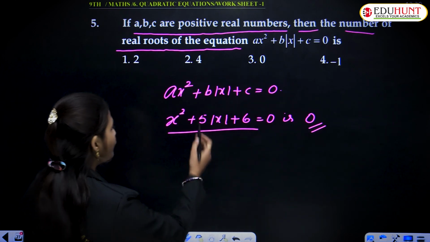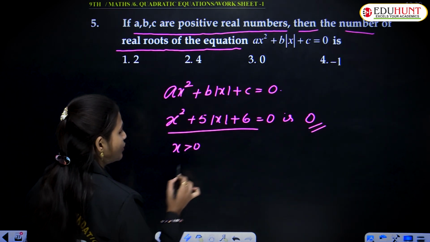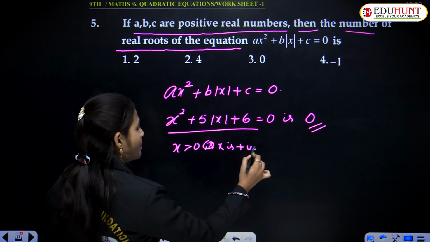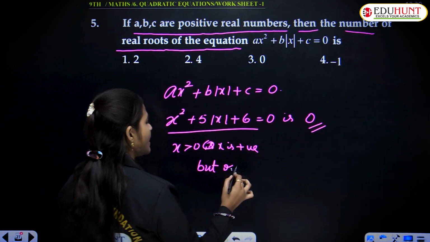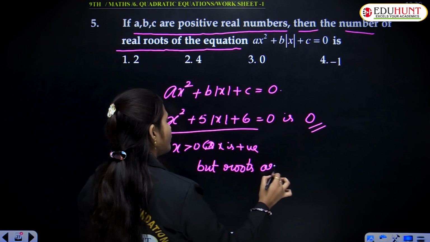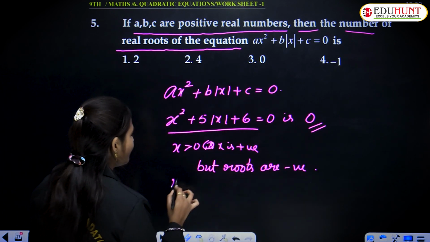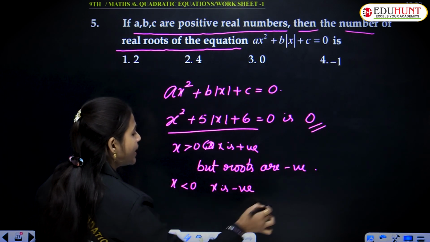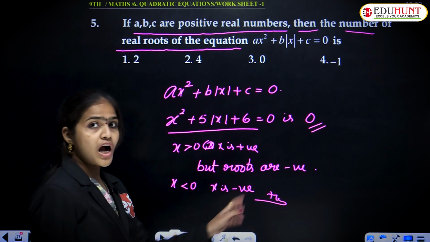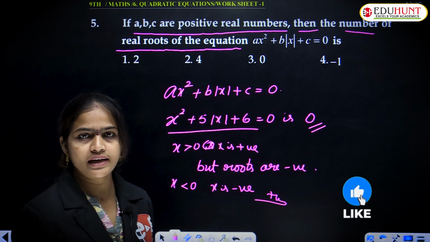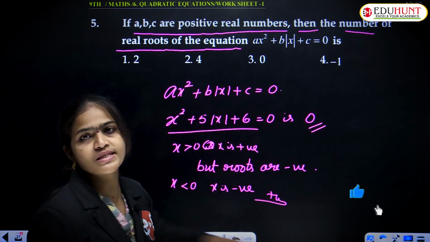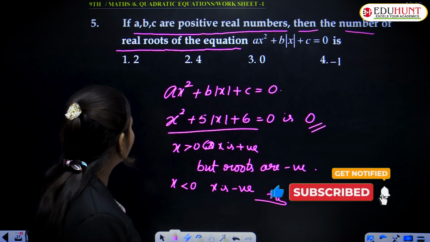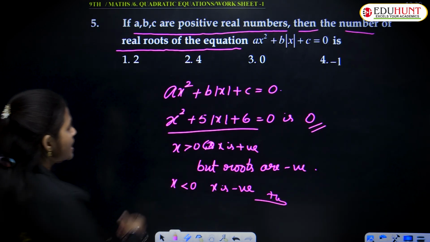Why? Because if you take x greater than 0, then here x is positive but the roots are negative. And in the same way we take x less than 0, which means here x is negative but the roots are positive. So opposite roots we got here. So here we are taking the positive condition and getting negative roots, and negative condition gives positive roots. If you want, I will explain it here once.